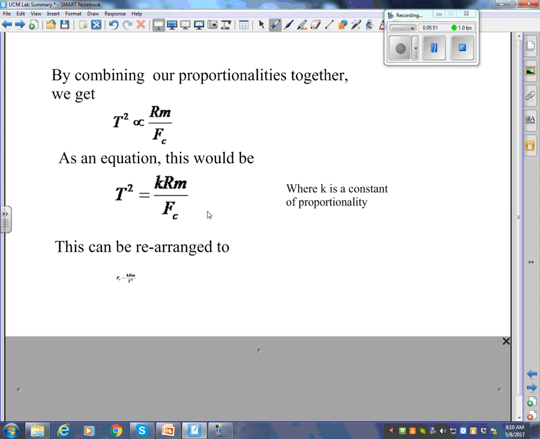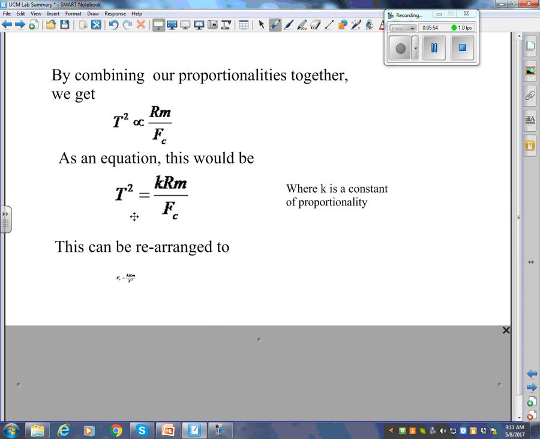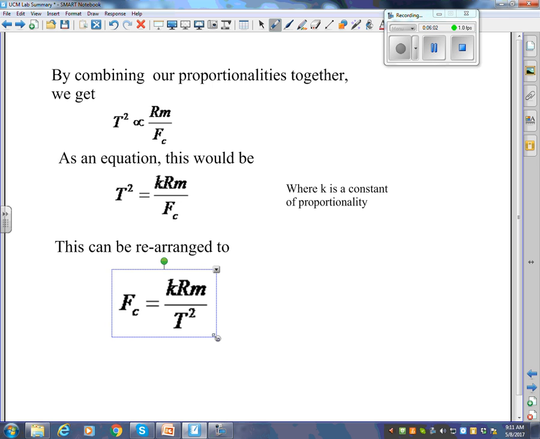Okay. And of course, we can rearrange this. We're going to flip the Fc and the T squared. We're going to rearrange this to this. Okay? So what I'm saying is that based on our lab and the results that you all got, this is the proposed equation for centripetal force and its relationship to radius, mass, and period squared. Okay, that's our proposed equation. Now I'm going to do some fancy algebra to prove it. You will sit in awe.